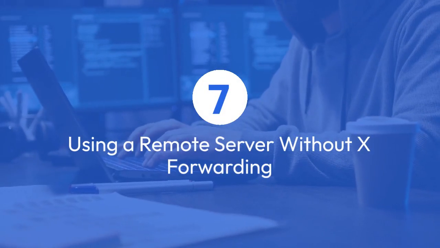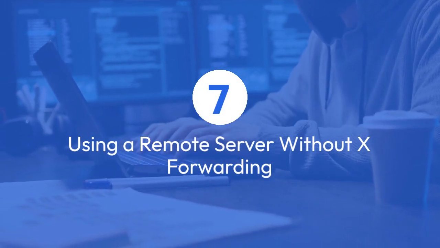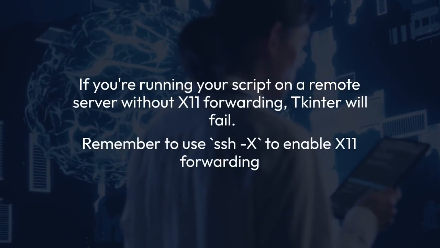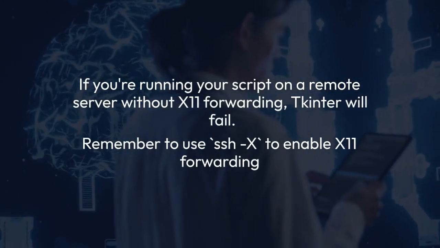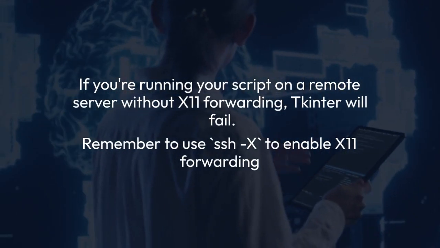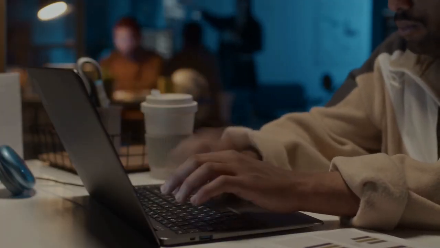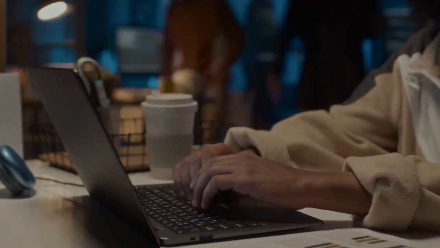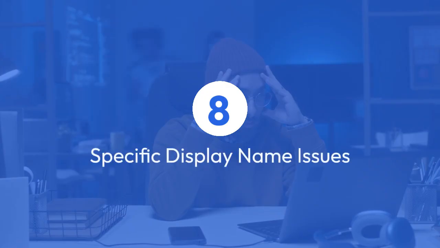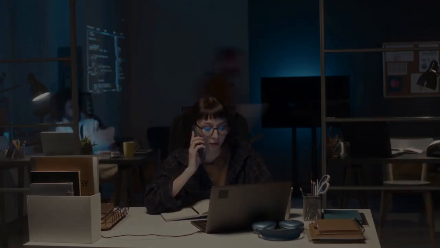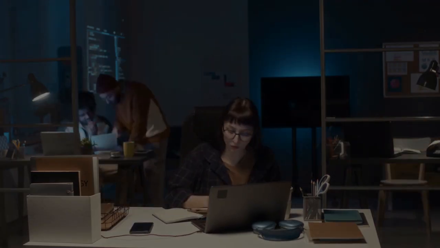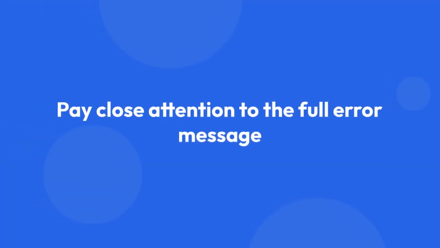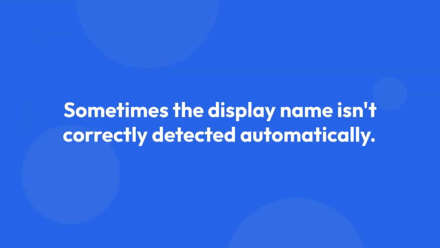7. Using a remote server without X forwarding. If you're running your script on a remote server without X11 forwarding, tkinter will fail. Remember to use ssh -X to enable X11 forwarding when connecting to the server. 8. Specific display name issues. The error message itself might hint at a specific display name problem. Pay close attention to the full error message as it may provide more specific guidance on what's wrong. Sometimes the display name isn't correctly detected automatically.